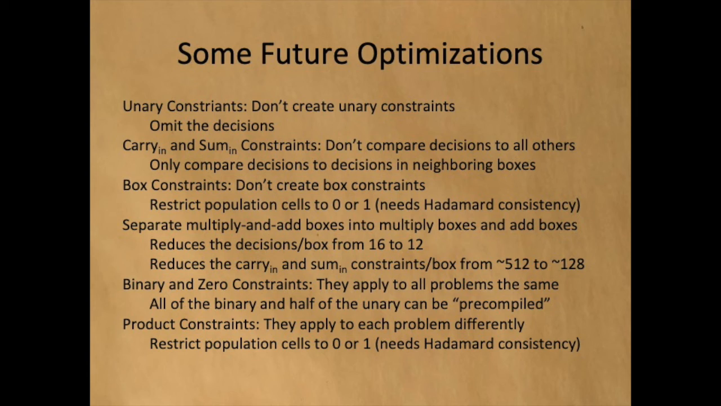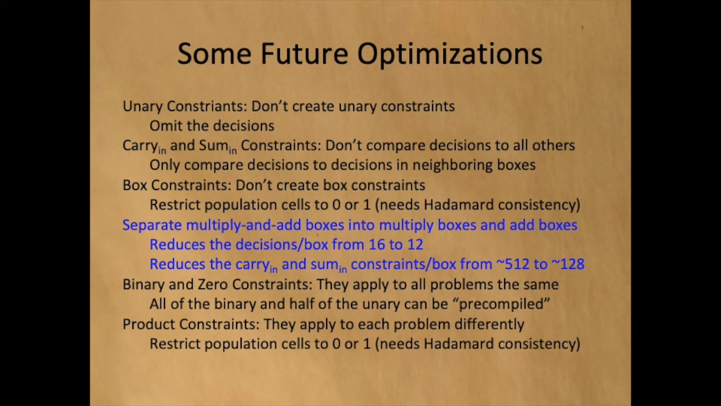A wide variety of optimizations can be applied to the code in this video. Consider unary constraints. Rather than creating a unary constraint, simply omit the decision. Consider the carry-in and SUMIN constraints. Don't compare each decision to all others, only compare each decision to the decisions in neighboring boxes. Consider box constraints. Don't create box constraints, rather restrict appropriate population cells to 0 or 1. Of course, this needs Hadamard consistency.